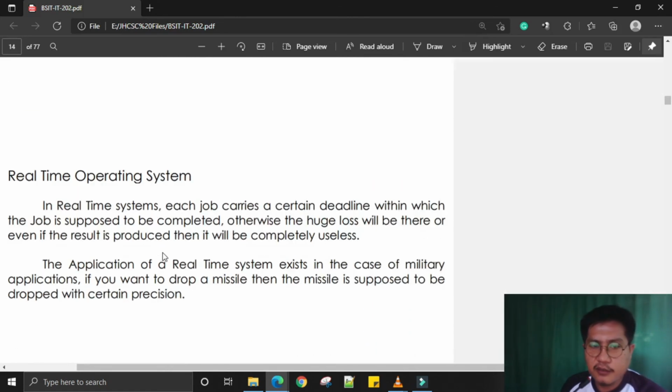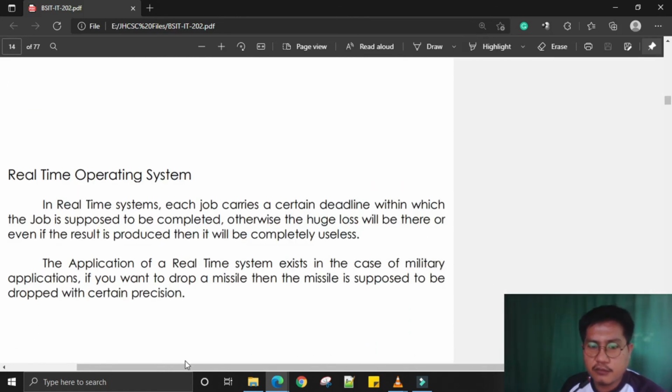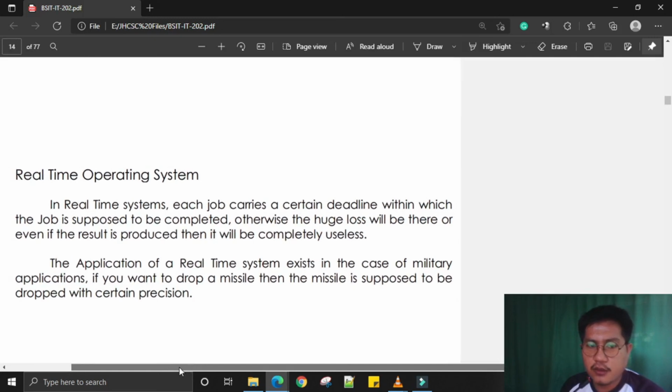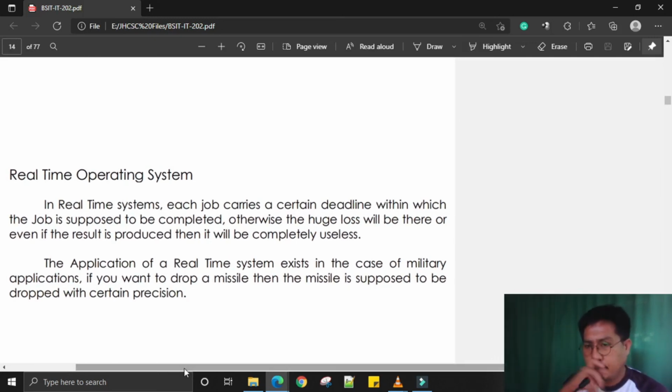And then we have the real-time operating system. A real-time operating system carries a certain deadline within which the job is supposed to be completed. Otherwise, a huge loss will result, or even if the result is produced, it will be completely useless. Applications of real-time systems exist in military applications, for example, if you want to drop a missile, then the missile is supposed to be dropped with a certain precision.